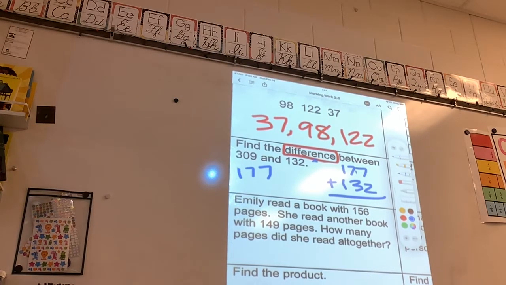So when I change it to match with 177, 7 plus 2 is 9. 7 plus 3 is 10. Carry my 1. And then we got a 3. So that's why doing bottoms up to check your answer is really important, because if it doesn't all match up, you'll know that you may need to change your regrouping one more time.